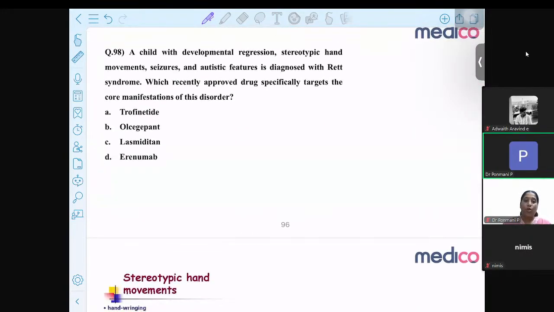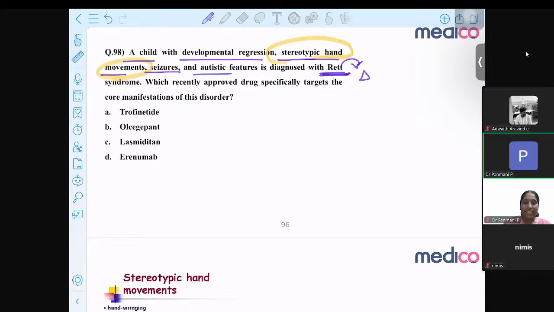Now moving into our next question. A child has developed regression, stereotypic hand movements, seizures, and autism, and the diagnosis of Rett syndrome is made. Please note, even if they have not given this Rett syndrome, how will you diagnose it? The major clue is stereotypic hand movements.